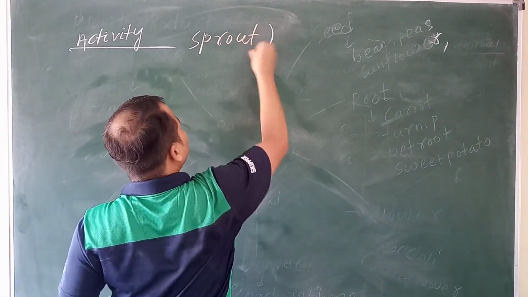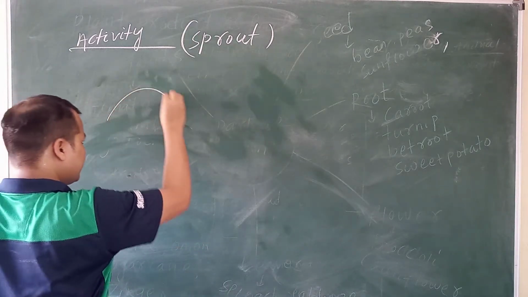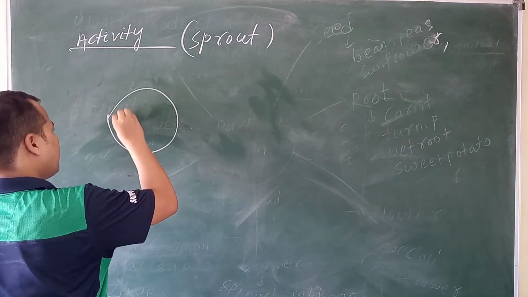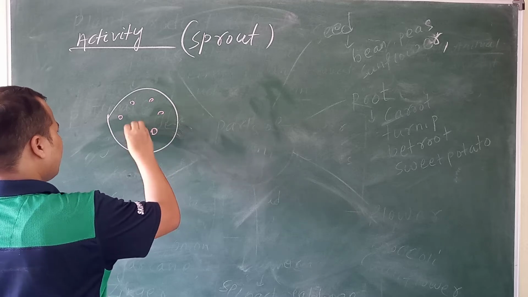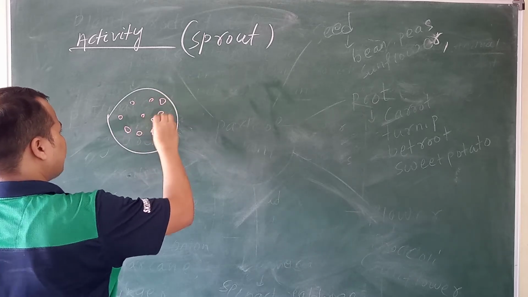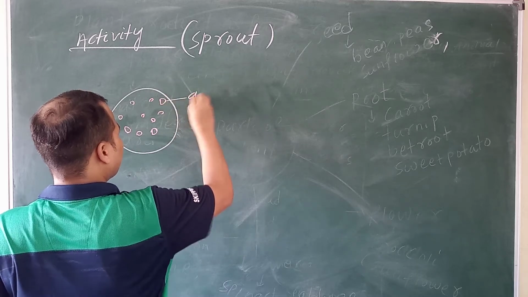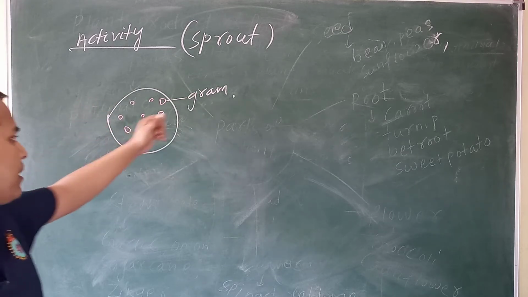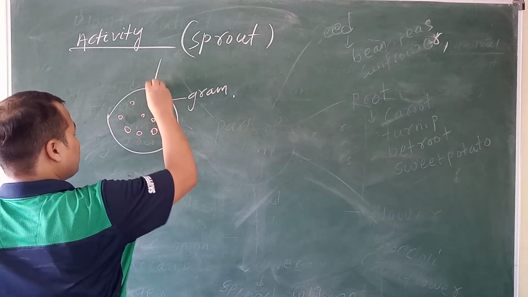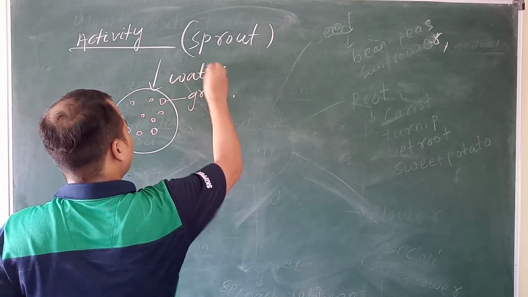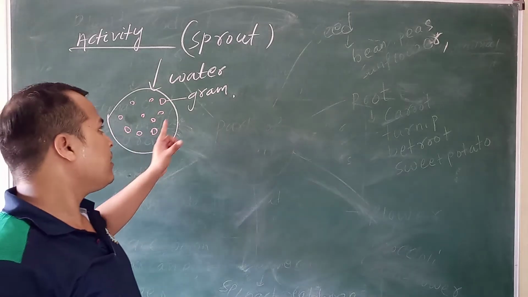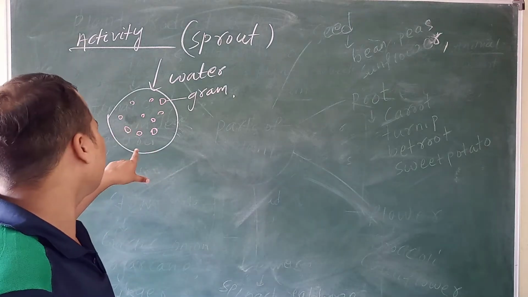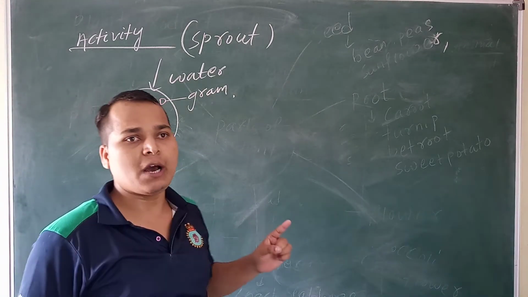Sprout. Okay, what is sprout? First, this is a container. In this container, take some gram. Gram means chana. So in a container take some gram and put water. Keep it for 1 day. After that 1 day, drain the water and keep the gram to dry for 1 hour.